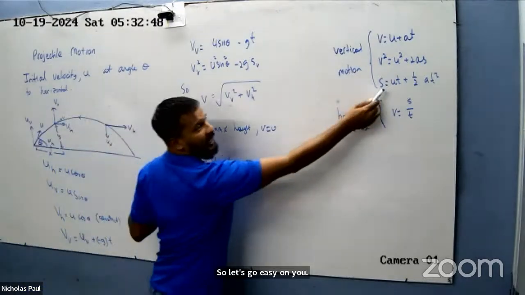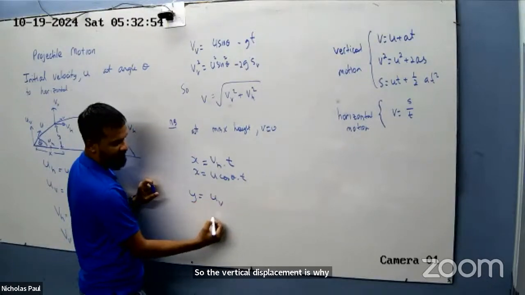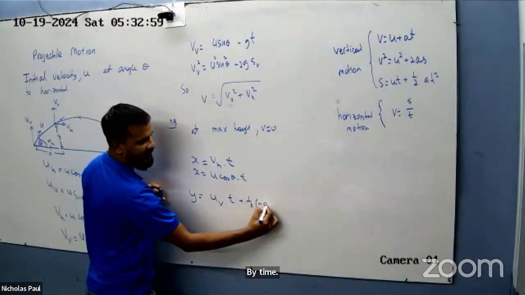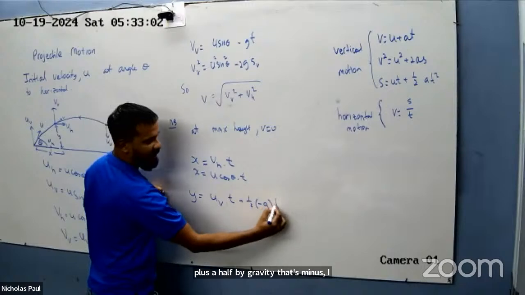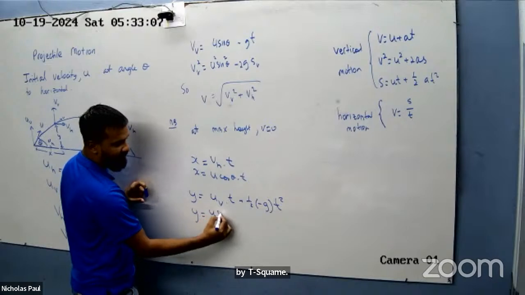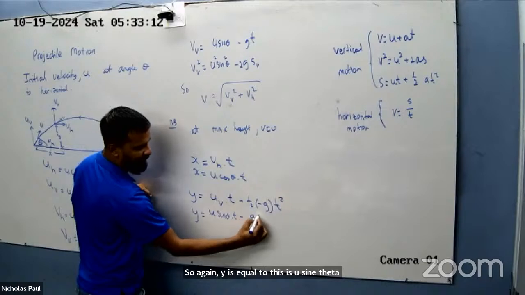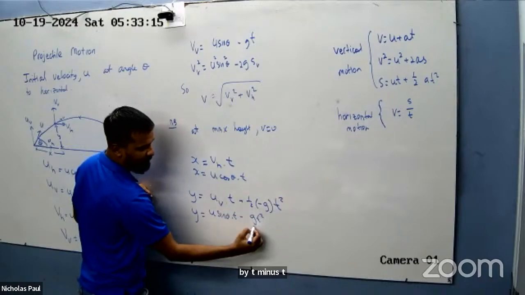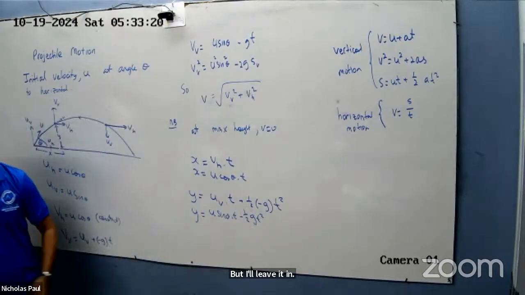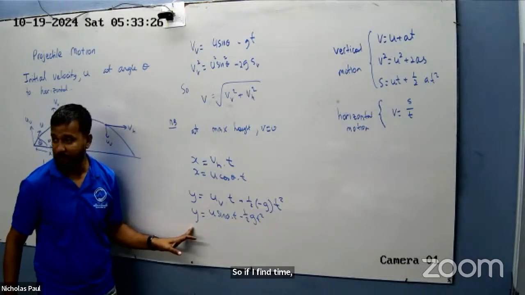Right? So the vertical displacement is y, correct? Initial vertical velocity times time plus a half times acceleration, which is minus g, times t squared. So I'll get y is equal to u sin theta times t minus half g t squared. I just put in the 2 underneath here, but I'll leave it here. Okay with that? So if I find time, I could find y anyway. You okay with that? Right.